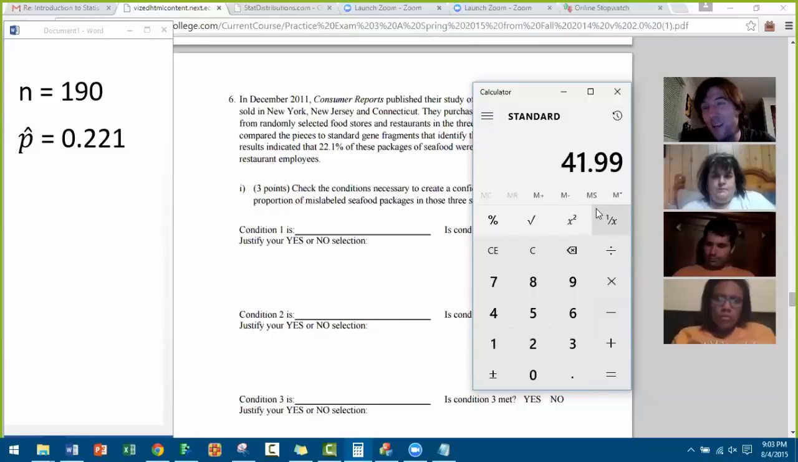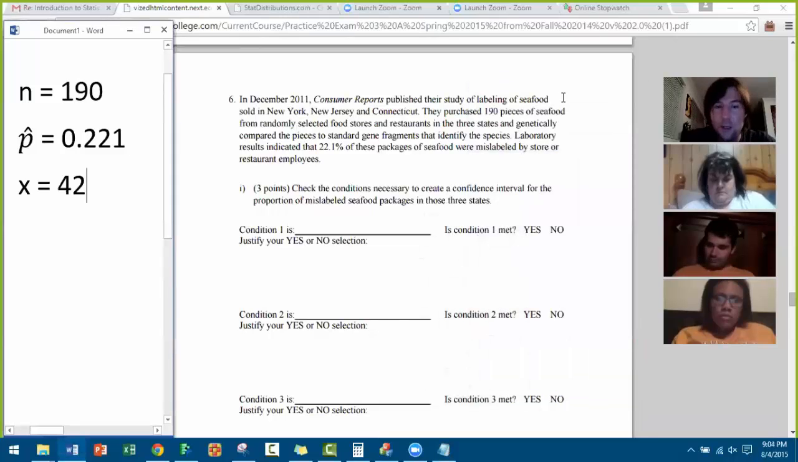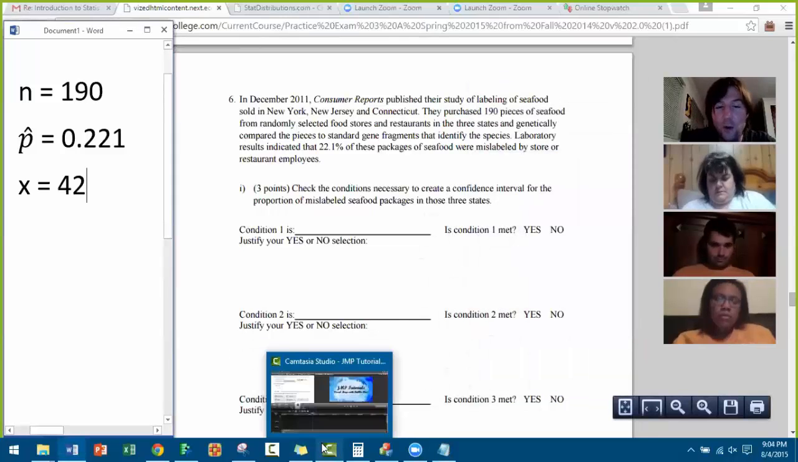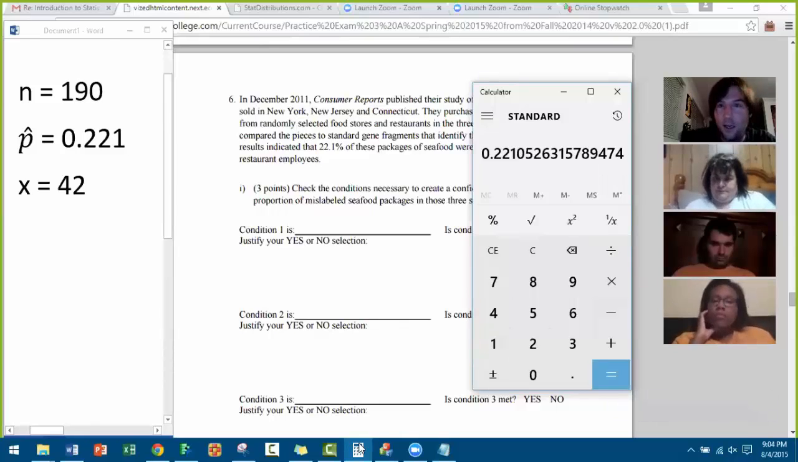My guess is that we were going for 42 in this problem. That's so close that I don't think we were not going for that. So let's punch in 42 right here as the observed amount. Just so you can see, x over n is equal to, if we take x and divide by n, the sample proportion. That's equal to 0.221.